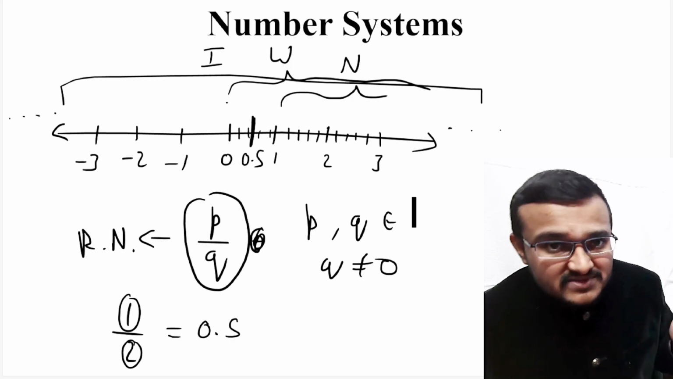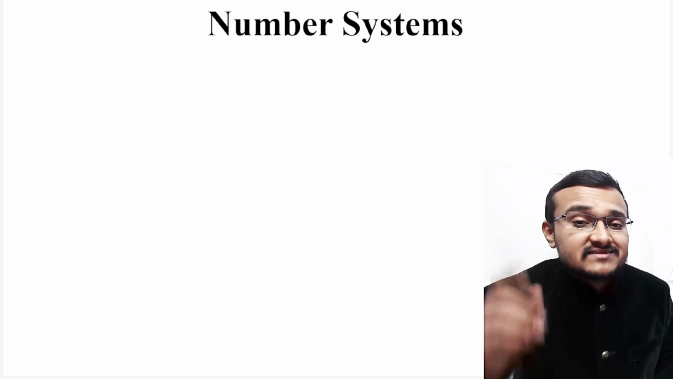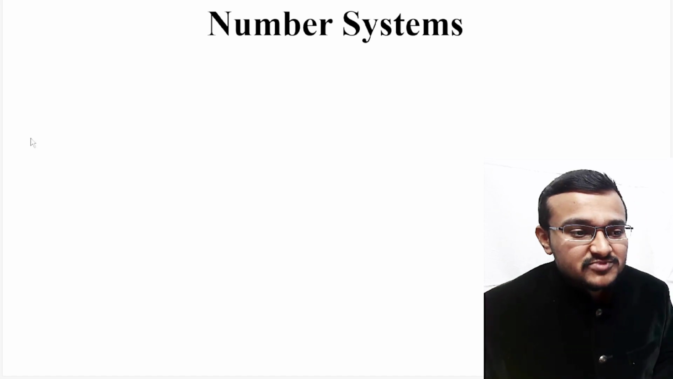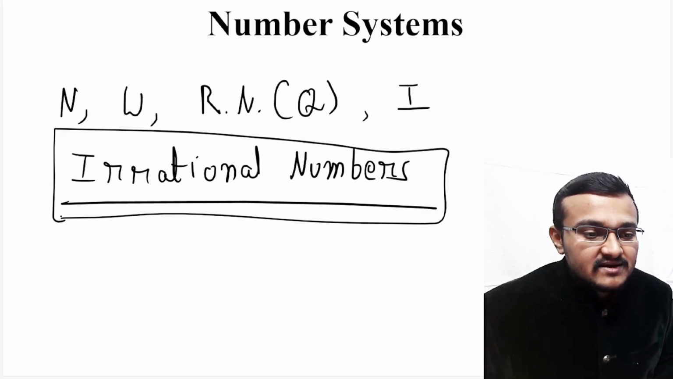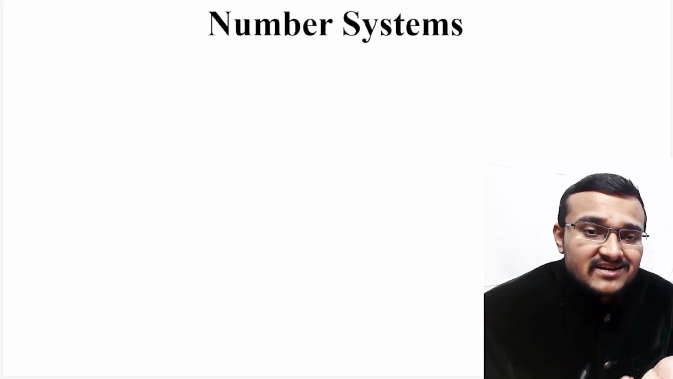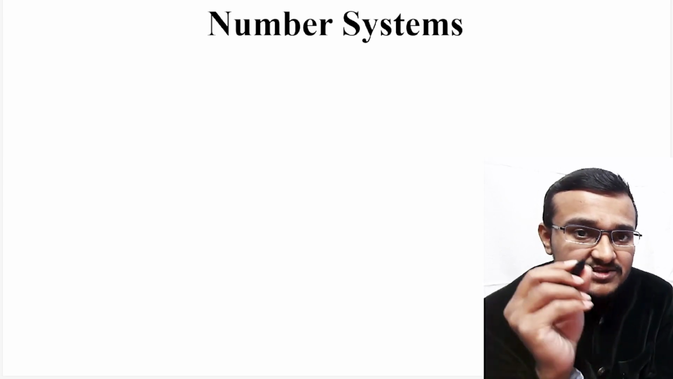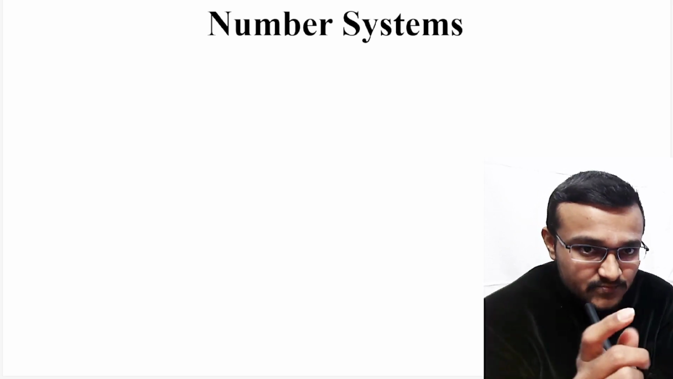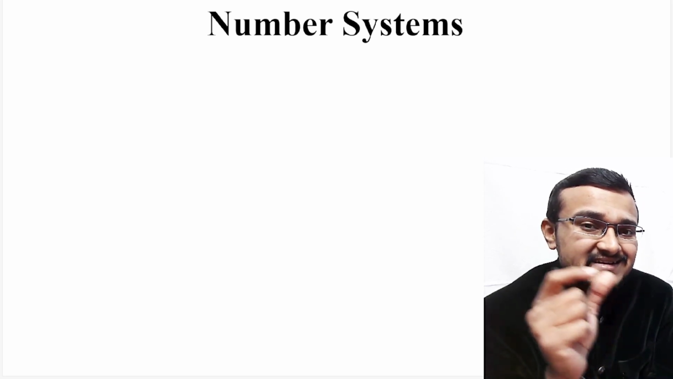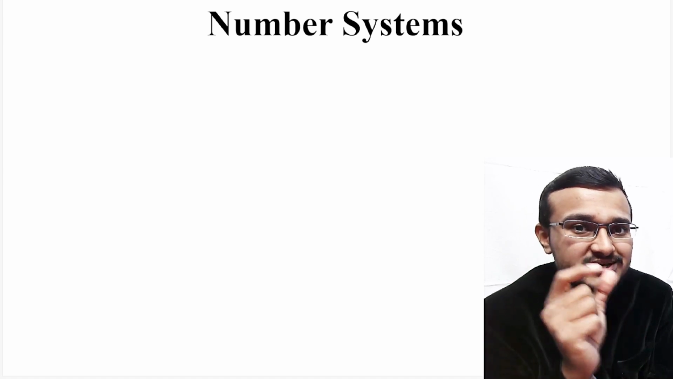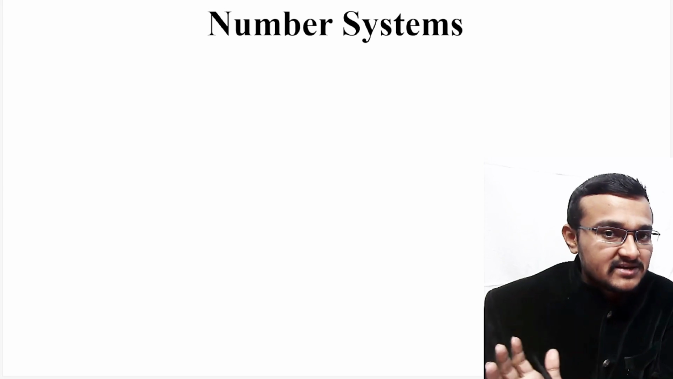Now, apart from this, are there any other numbers in this particular number line? Yes, there are other numbers also, and those numbers are known as irrational numbers. Then how to identify these irrational numbers? Always remember, whenever you take a rational number and divide it, you should either get recurring numbers in the quotient or a finite number in the quotient. Then those numbers are known as rational numbers.